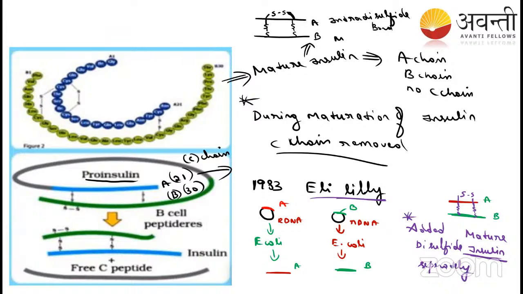Now we are using insulin because of this reason. They synthesized the A peptide separately and the B peptide separately, purified them, and added the disulfide bond separately. So now our insulin was prepared.